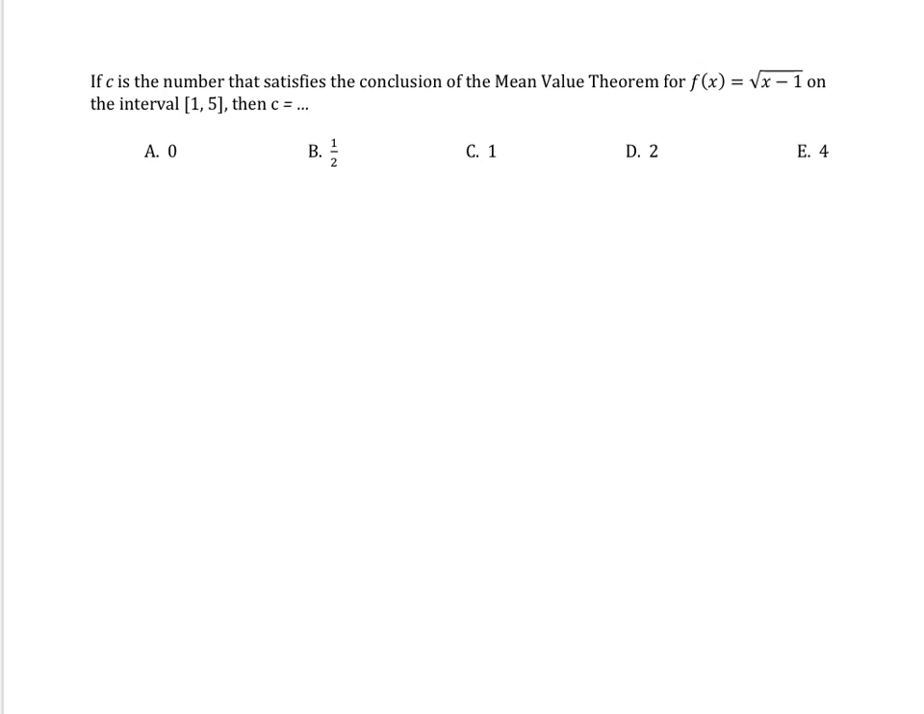And maybe this was confusing because there's a question in your review packet where you just had to find the average rate of change. So you really have to read the question, and since this question is asking for C, this is kind of like the full mean value theorem question.